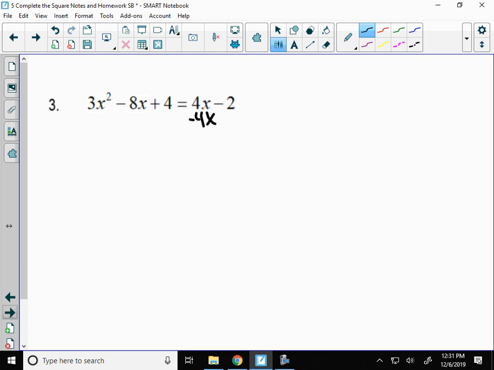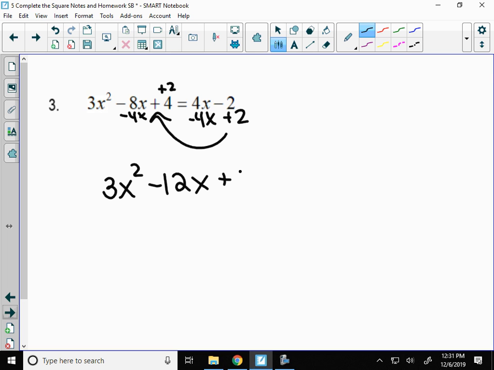Let's subtract the 4x and add the 2 to that left-hand side. So 3x squared. When I subtract 4, I get minus 12x plus 6. Now, can I complete the square as that is? No, what do I have to do? Divide everything by this leading coefficient. I cannot do quadratic formula when I have a 3 out front. Complete the square, you can do quadratic formula.